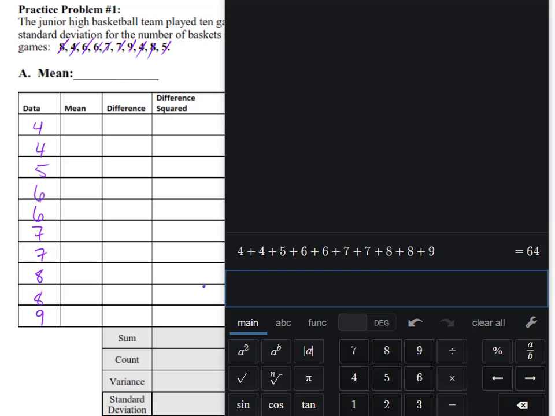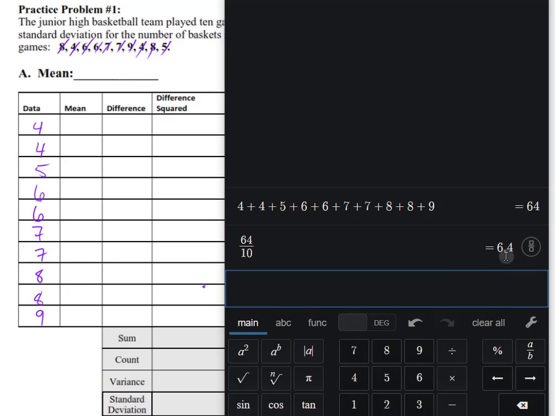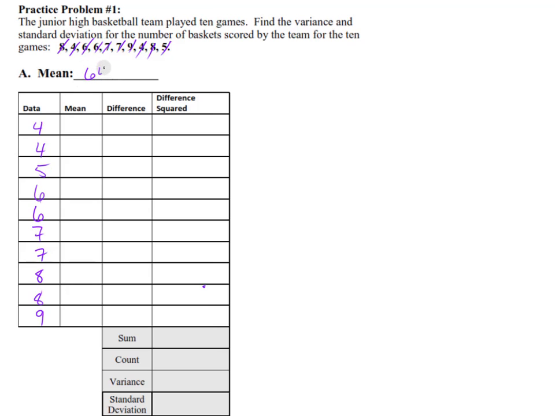Okay, adding them all up, we get 64. And then there are 10 pieces of data if you count these out. So we're going to divide 64 by 10. And that should give us 6.4. Yep. All right, so our mean is... or sorry, 6.4. And so we can plug that in all the way down here, 6.4 for all of these. Okay, so we can fill all those in.